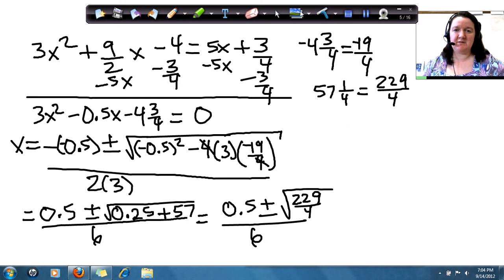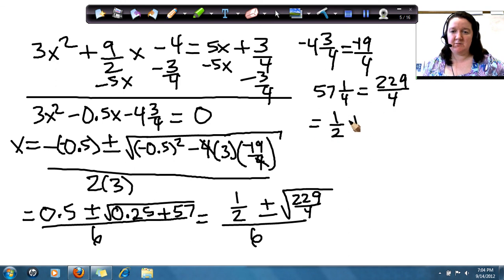And I'm actually going to rewrite this as a fraction as well, so let's erase that. Put in 1 over 2, because 0.5 is just a half. So if we simplify that, we now have 1/2 plus or minus the square root of 229 over 2. The square root of 4 is 2. And that was all over 6.